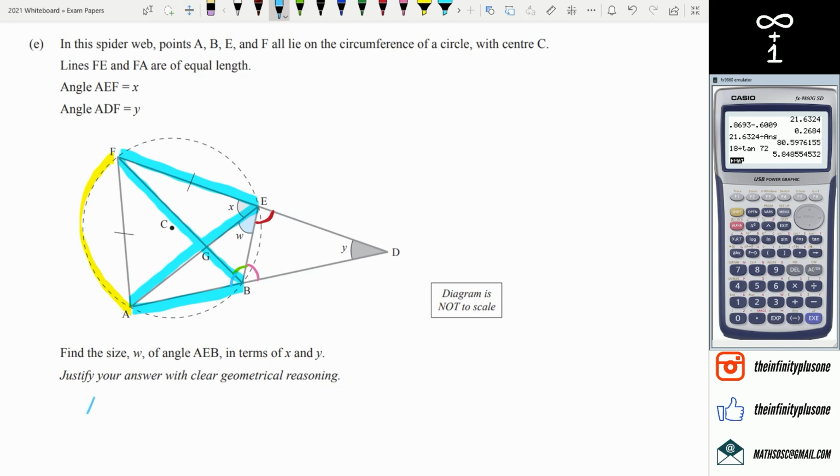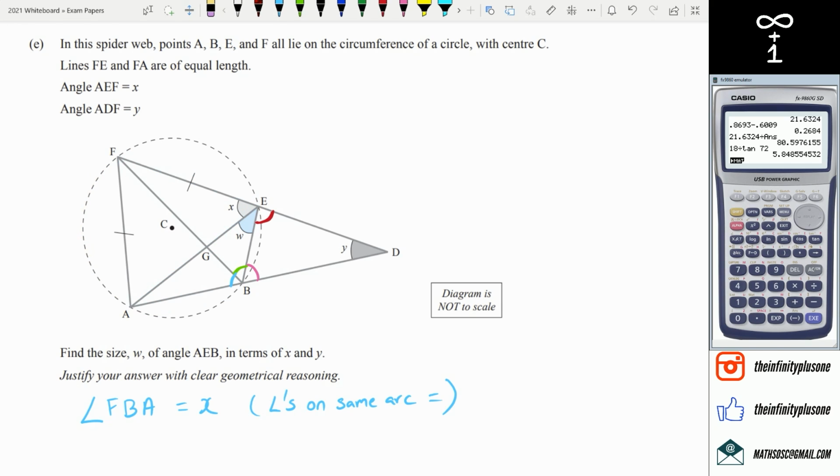So the light blue angle, FBA, is actually equal to X, because angles on the same arc are equal. Okay, so that's equal to X. I'm going to rub all of this out so you can see that that's X.